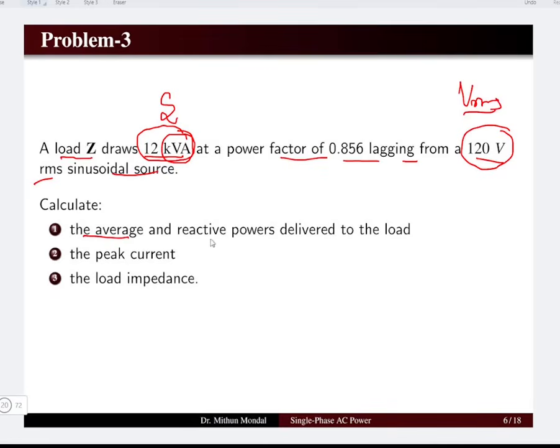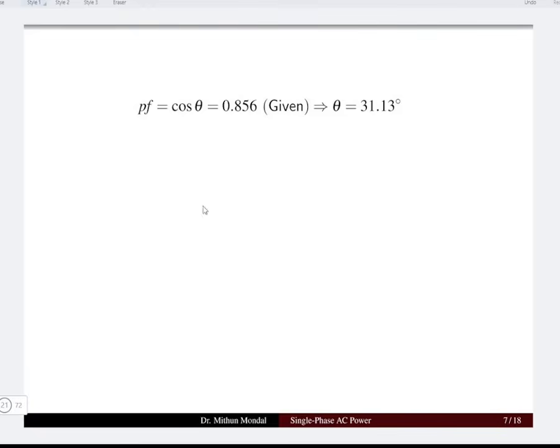Calculate the average and the reactive power which is delivered to the load, the peak current and the load impedance. So these are the data which we have to calculate for problem number 3. Let us see the solution.